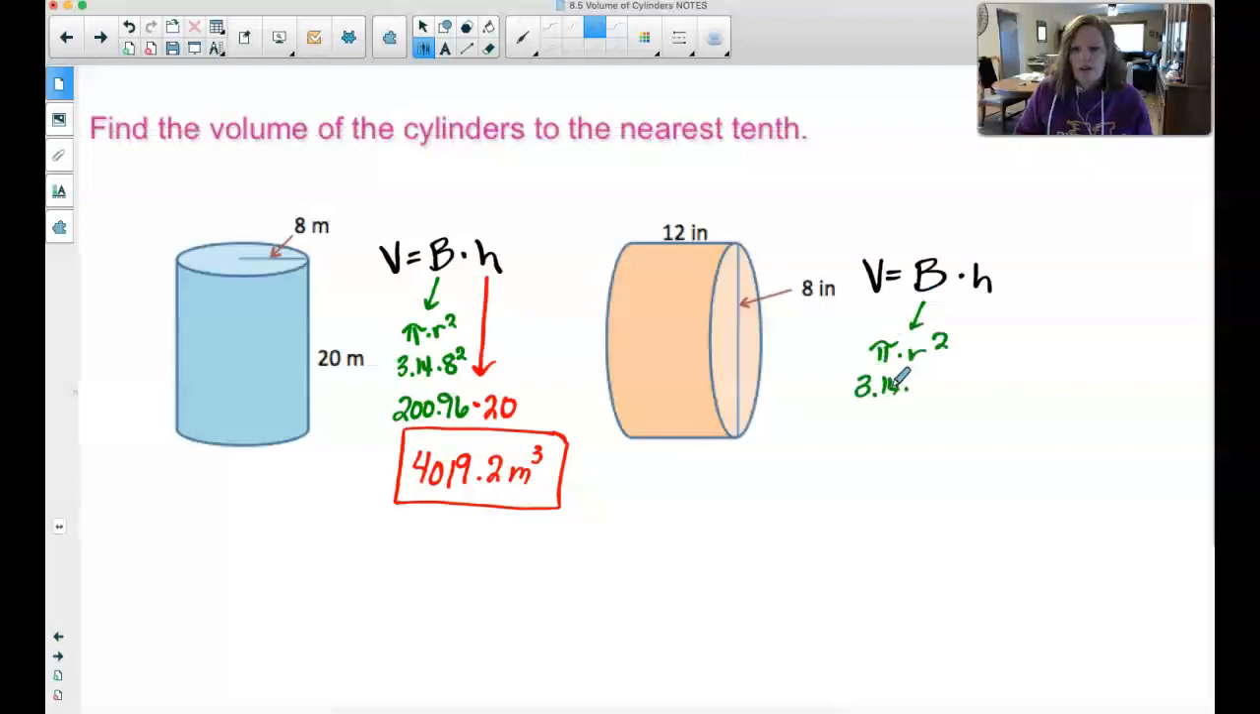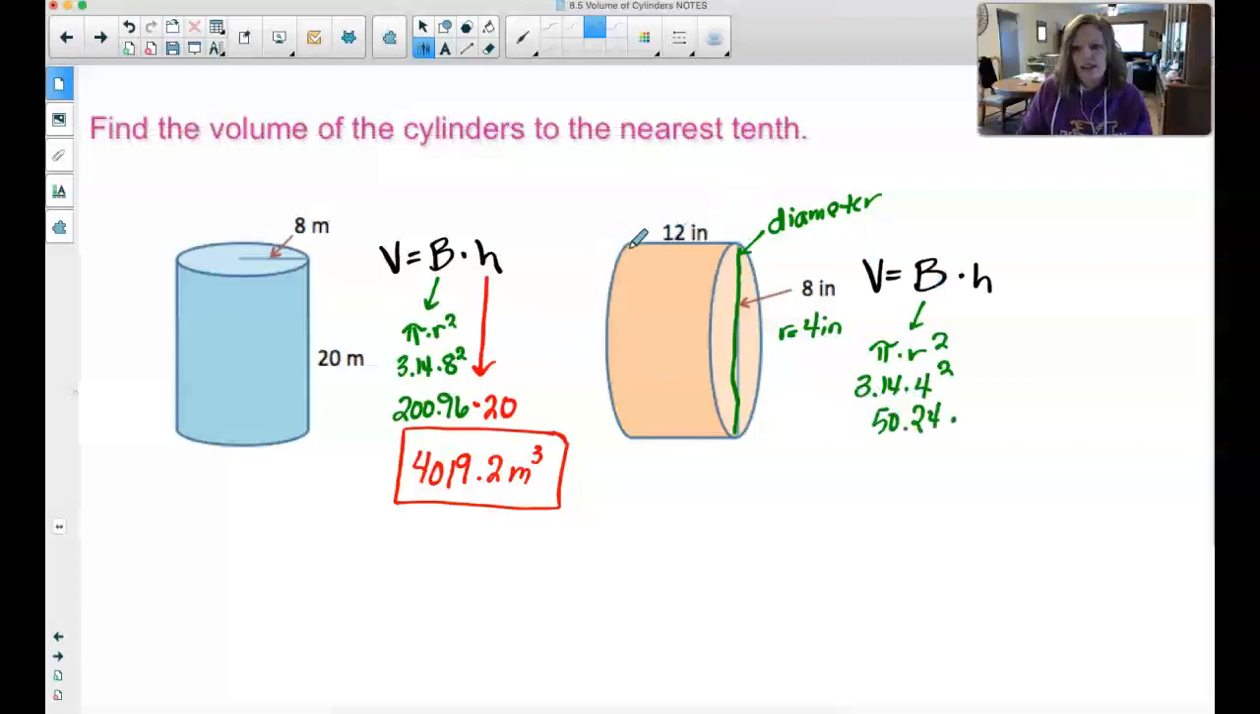3.14. The radius. Remember, this line goes all the way across the circle. So what is that called? Wait for it. Yep, that is the diameter. So the radius is 4 inches. So 3.14 times 4 squared. 4 squared is 16 times 3.14 gives you 50.24.